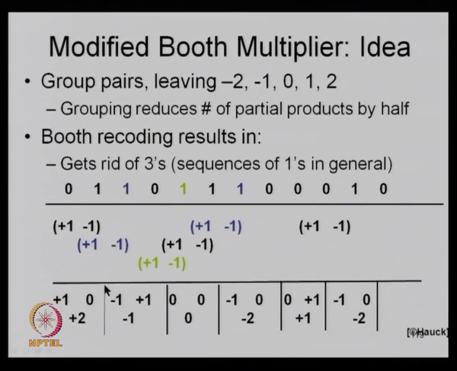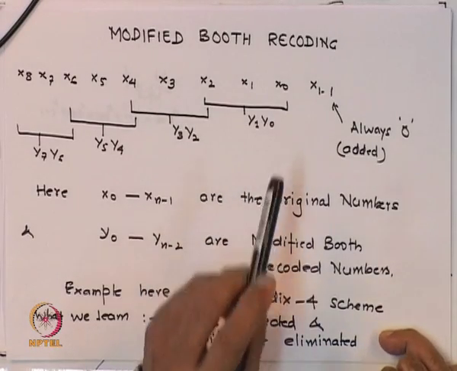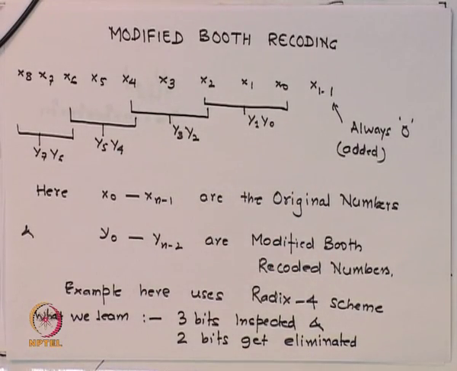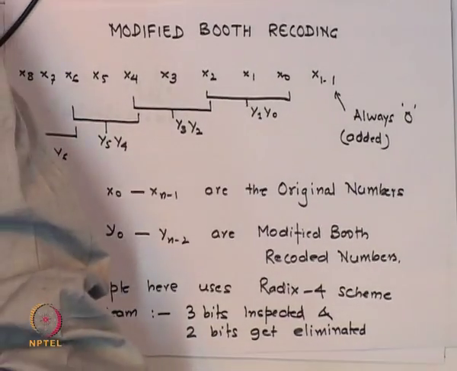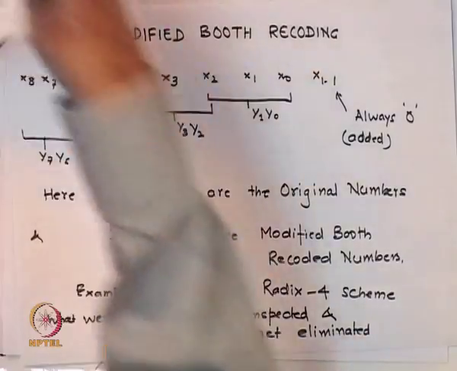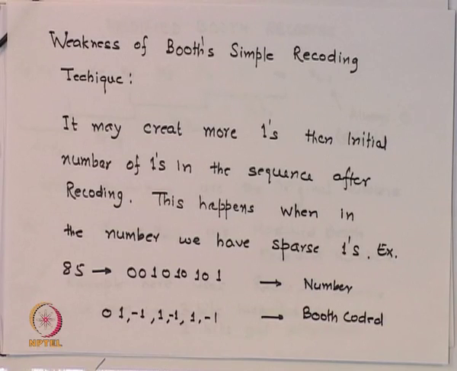So, from here now we come back to this. What was the problem in Booth normal recoding? The normal coding has some difficulty, which is not very obvious to many. In a normal Booth simple recoding, if you just do the normal recoding as we did earlier, then you may have an initial number which has a certain number of 1's, but when you recode it, you may have a larger number of 1's, minus 1 or plus 1, whatever it is.